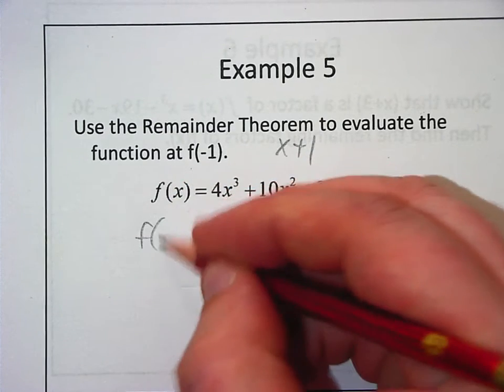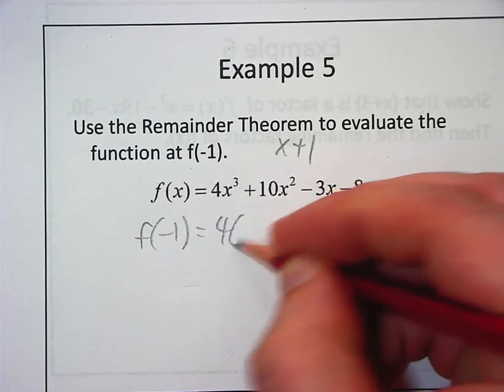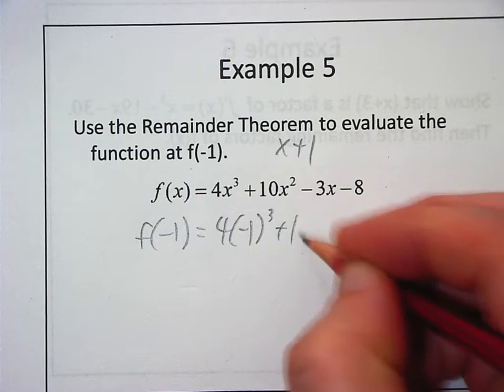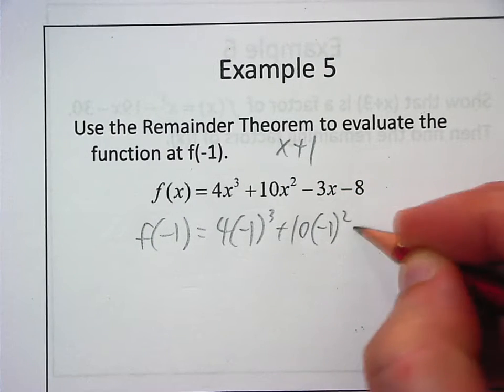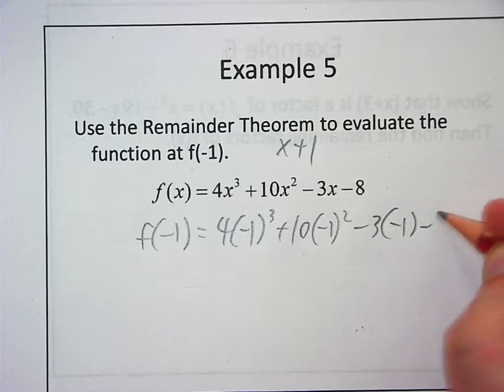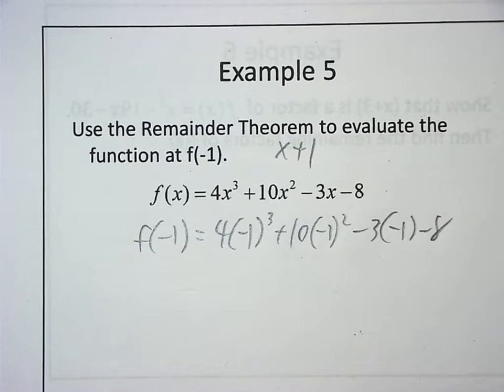So if I do that here, f of -1, well, it's 4 times -1 to the 3rd, plus 10 times -1 squared, minus 3 times -1, minus 8. I don't need to do all the long division. I don't even need to do the synthetic division. I can just plug it in.